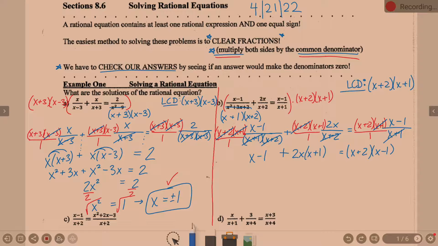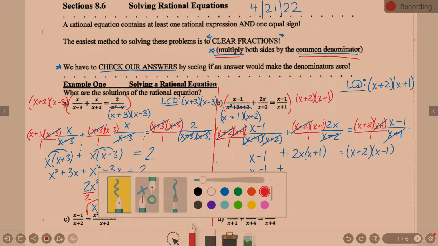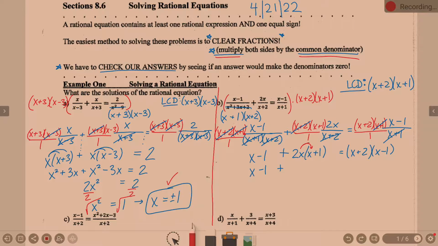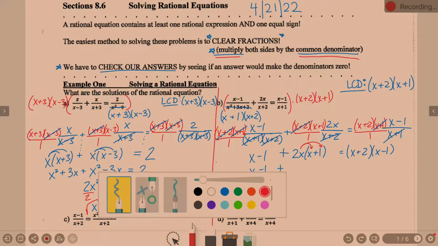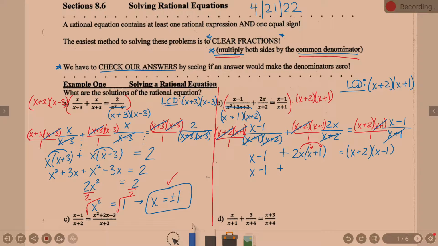Okay, the 2x is going to have to distribute, which x minus 1 I can just carry down, right? And I'm going to carry down my plus sign, and then this 2x we have to multiply it, so we're going to distribute. 2x times x is 2x squared, right? 2x times 1x is 2x squared, plus 2x times 1 is 2x.